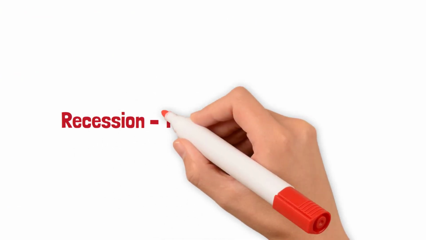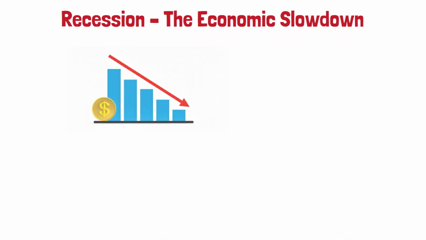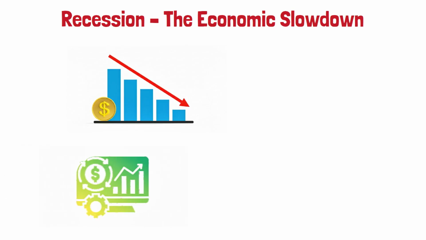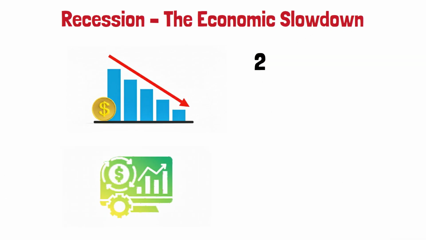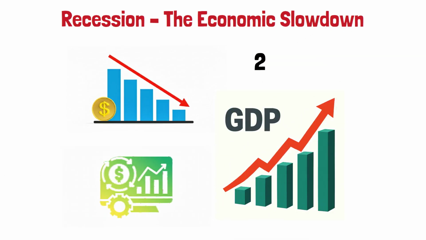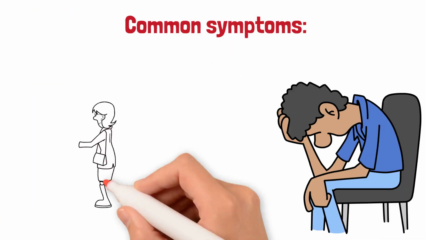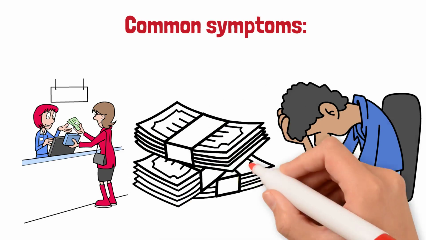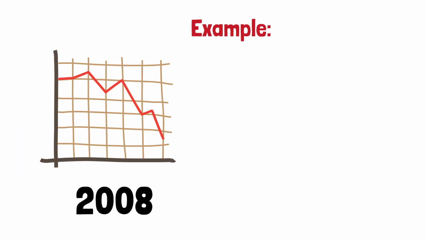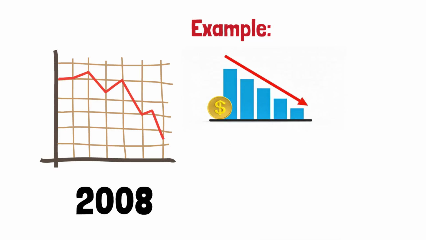Recession, the economic slowdown. A recession is a period of declining economic activity, usually defined by 2 consecutive quarters of negative GDP growth. Common symptoms: rising unemployment, falling consumer spending, lower business investment. Example: the 2008 global financial crisis caused recessions in multiple countries, leading to millions of job losses.